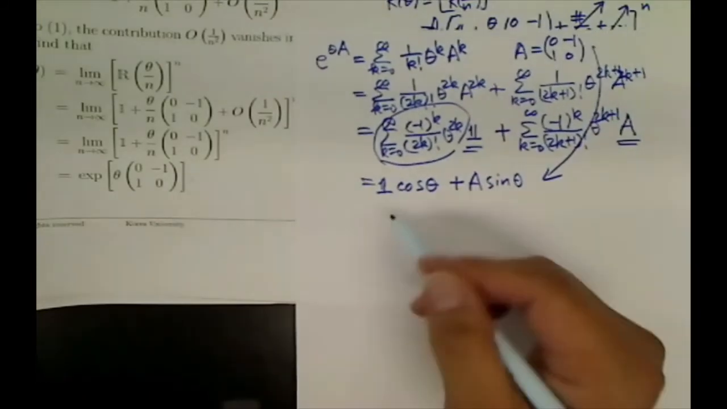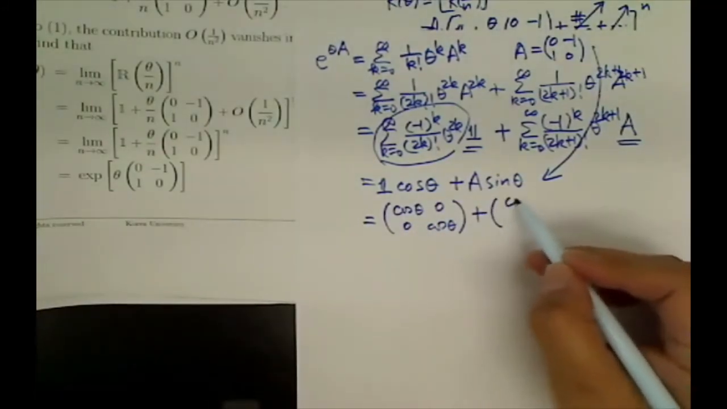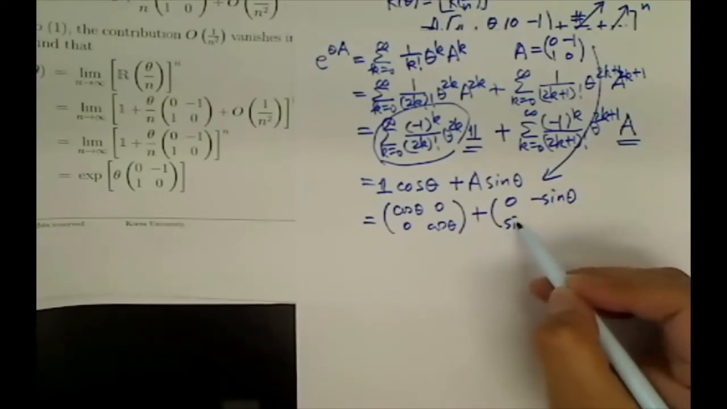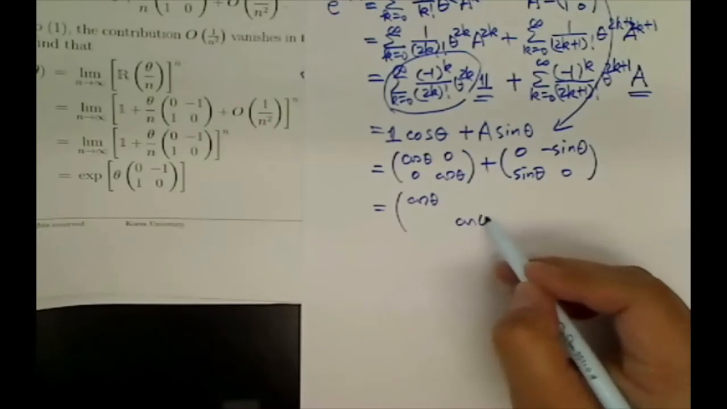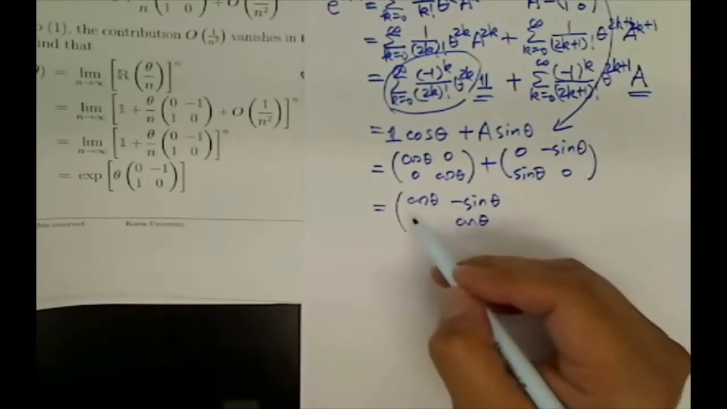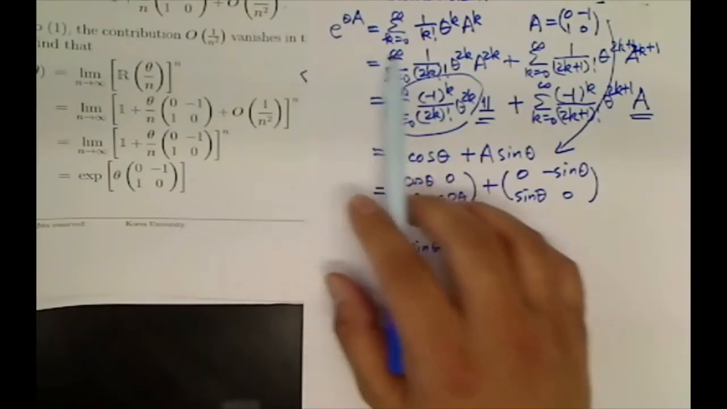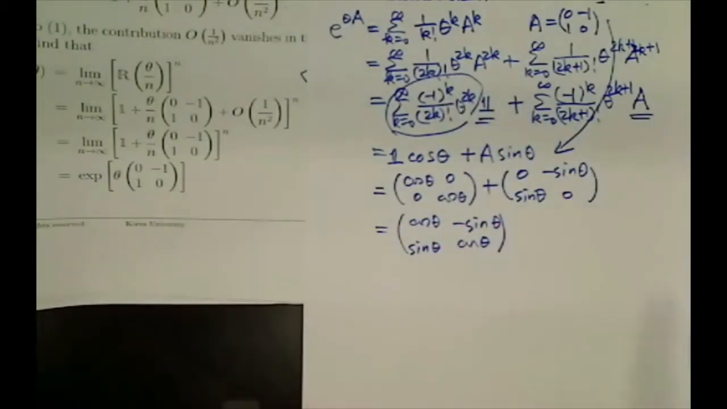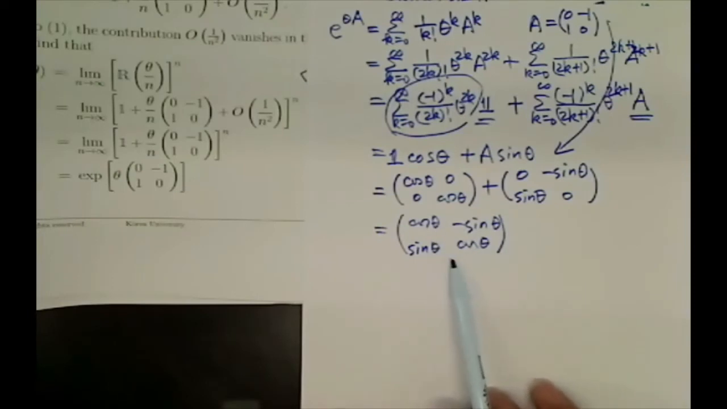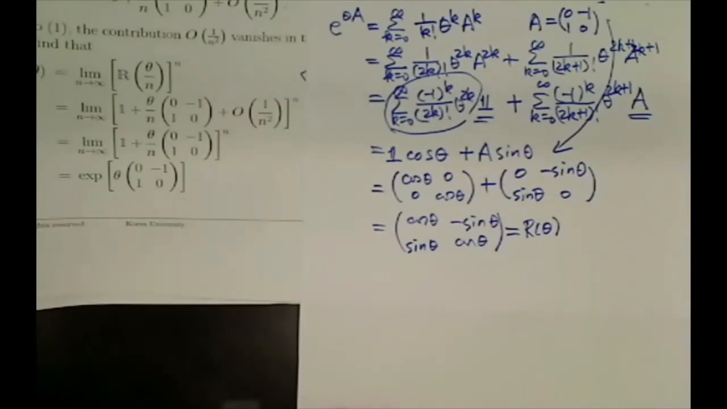Now bring this definition here. We have cosine theta, 0, 0, cosine theta, plus 0, minus sine theta, sine theta, 0. If I add these two up, I have cosine theta, minus sine theta, sine theta, cosine theta. Alright, so our matrix exponential can be summed after expanding the power series, just like the Taylor series expansion of the exponential number. We can simply obtain the finite result. And this is our starting point, this rotation matrix in 2 dimensions.